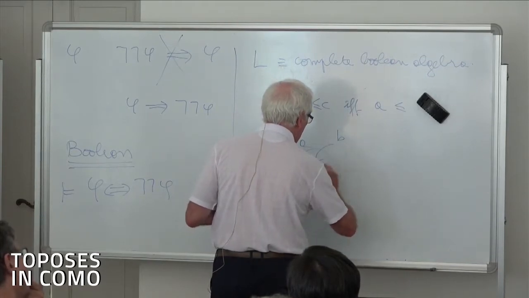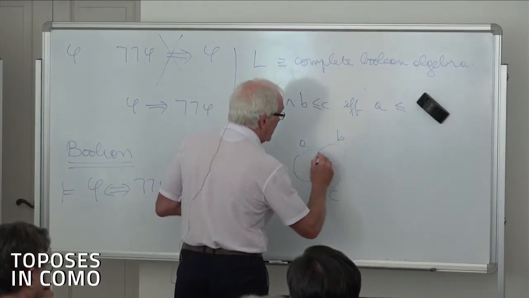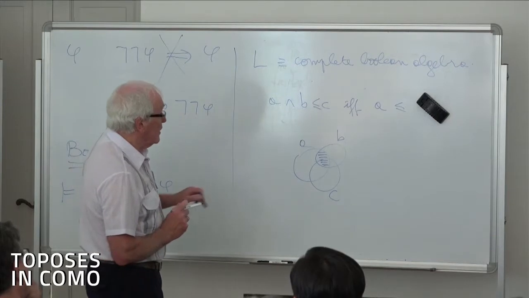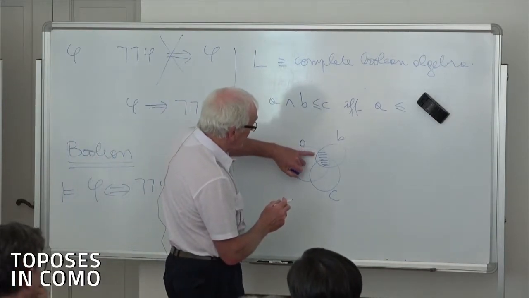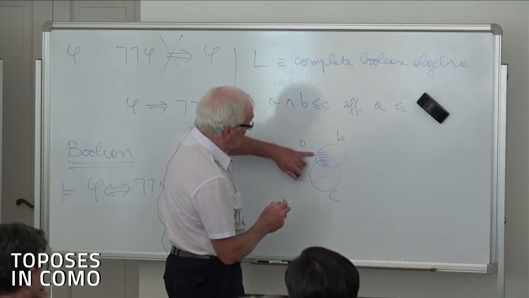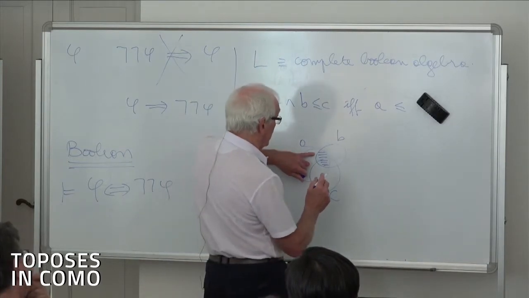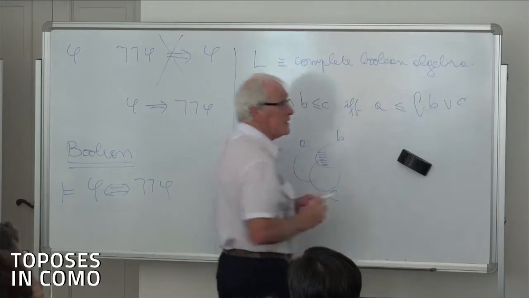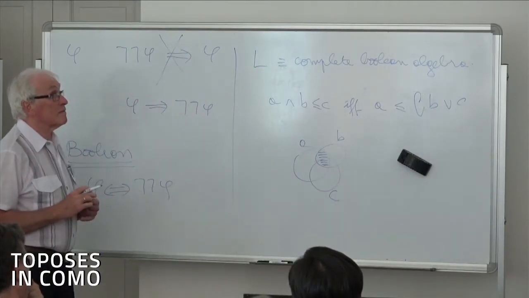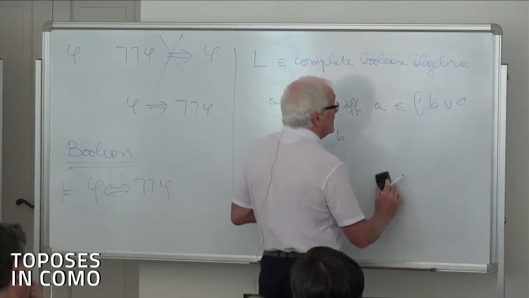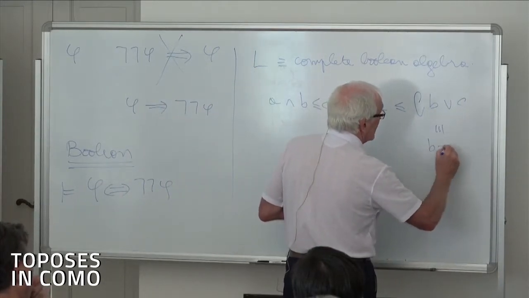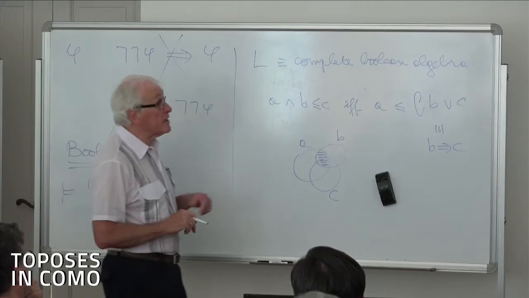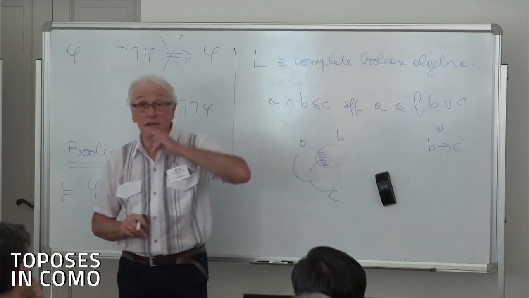A, B, C: A and B is contained in C when A is contained in the complement of B join C. So this is B implies C. In a Boolean algebra, you have an implication. A Boolean algebra is a locale. The implication is a complement join.